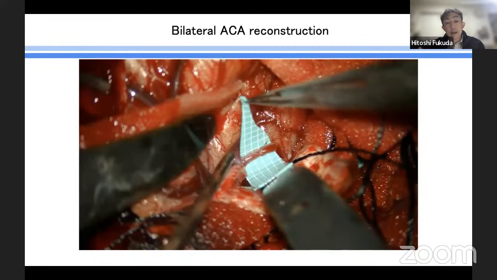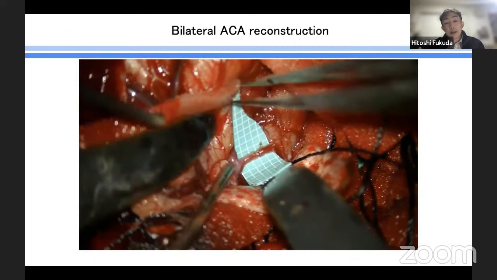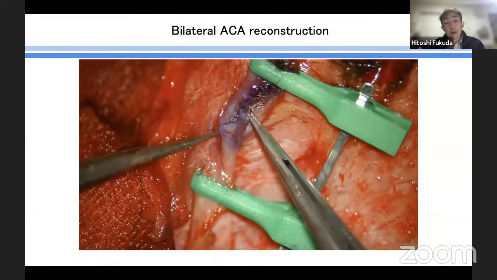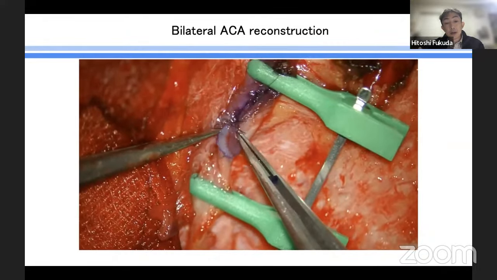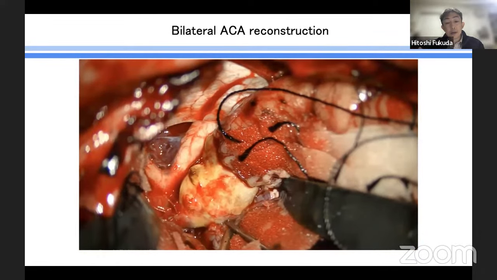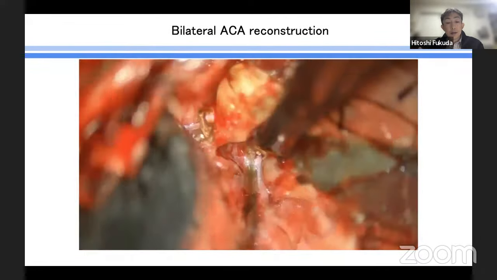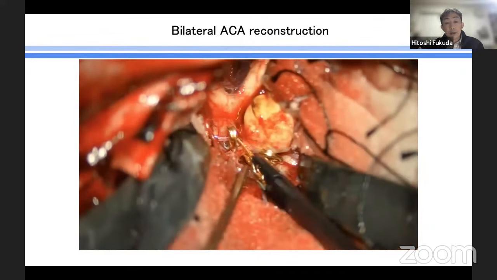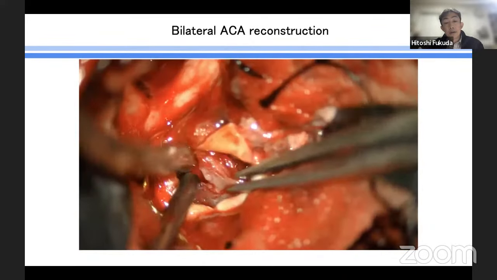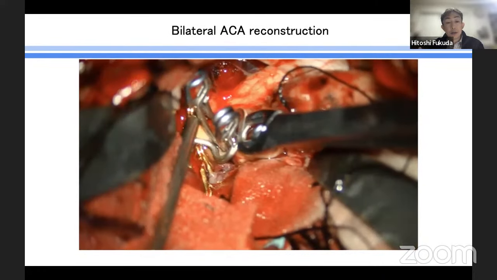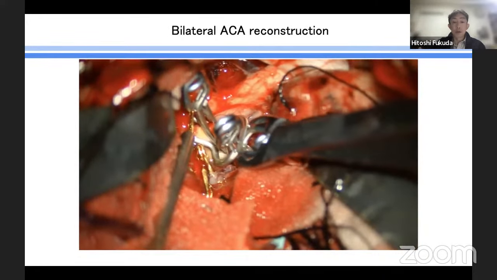After that, ACA branch and radial artery bypass is made. And this is radial artery to STA main trunk bypass. This is a thrombosed aneurysm. And we clamp all the surrounding A1 and A2. And then the thrombus is removed and clipped. The aneurysm is clipped.